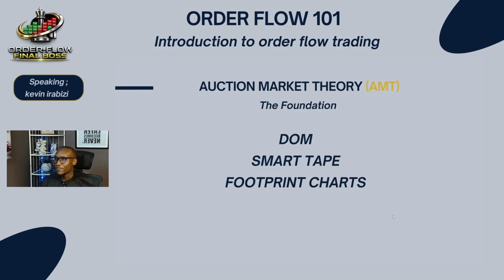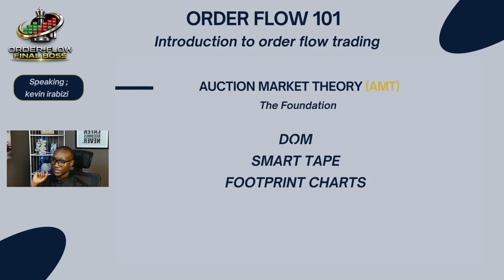With me, I have what we call the auction market theory. Auction market theory, this is the foundation of order flow, like I said, and today I will be taking you through it. You need to pay maximum attention because this is the foundation. If you don't get these three big heads that I'm about to explain to you right now, then you will be left far behind in understanding what order flow is really about. So what is DOM, what is smart tape, and what are footprint charts?